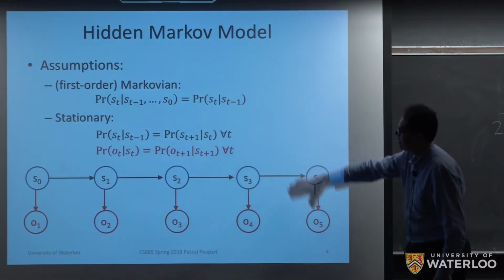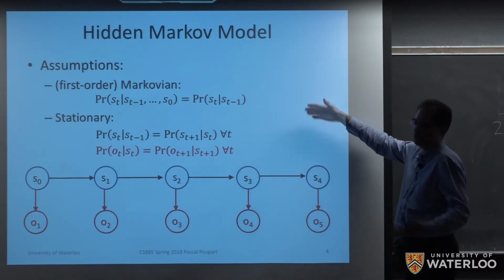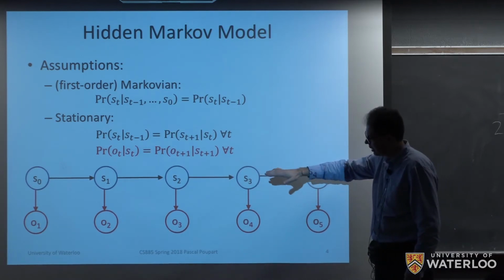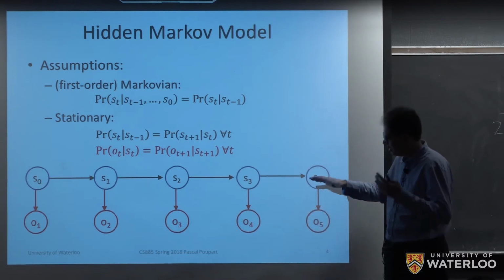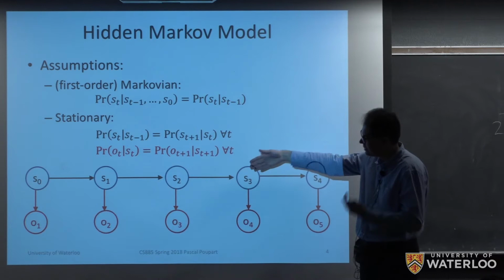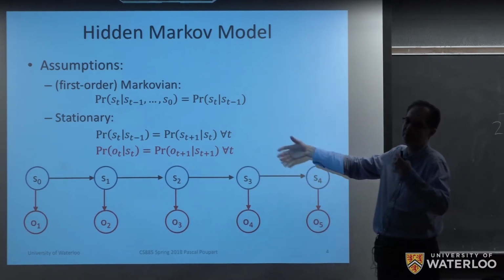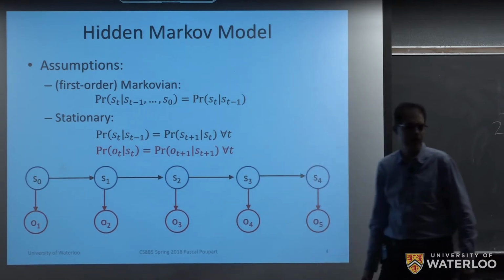So basically a hidden Markov model, you can think of it as an extension of a Markov process where what we've done is now added another set of random variables that are observations that are correlated with the states, and now the states, we don't assume anymore that we can observe them, so they might be hidden. And this is where the name comes from, hidden Markov model.